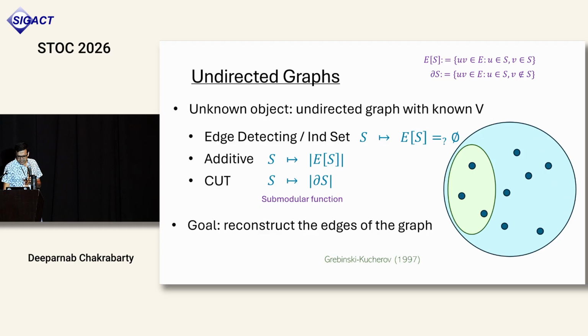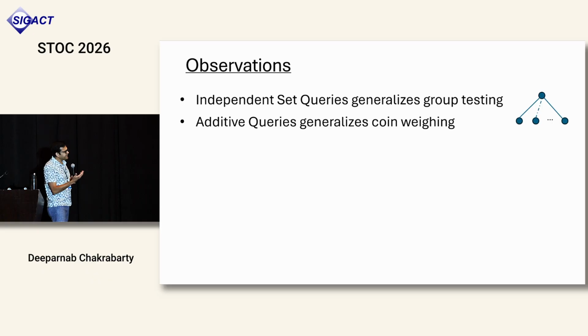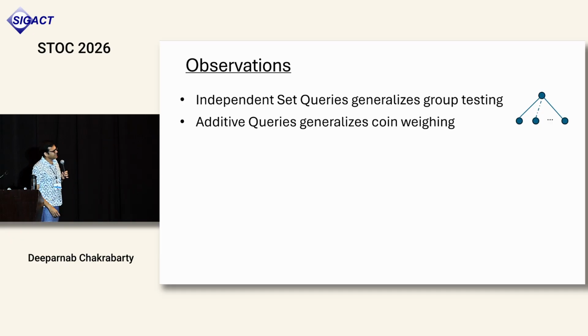Okay, so let's make a few observations. First, these independent set queries and additive queries generalize the group testing and the coin weighing problem. Just think about the star graph. If I promise you that the graph is a star where some edges might not be there and some edges are there, and you need to find which edges are there, those are special cases of this, because you can think of a 0, 1 vector indicating whether I have an edge from the center to the various leaves or not.